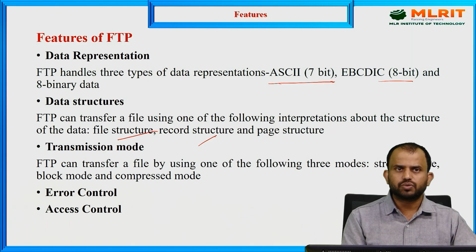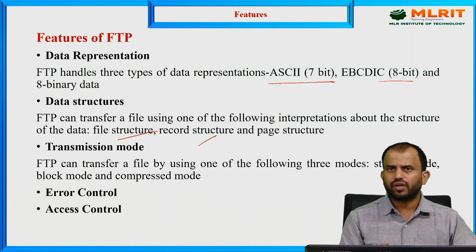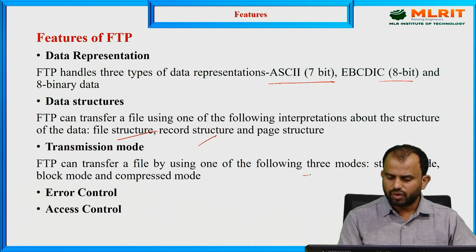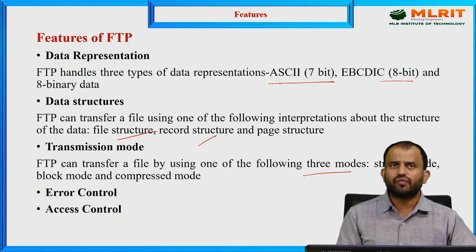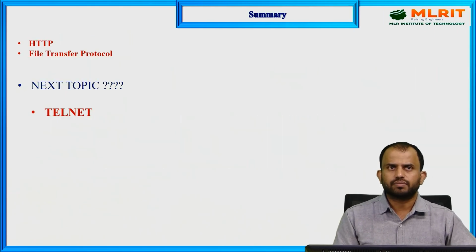And next, transmission mode. There are different types of transmission modes, but basically we use three: stream mode, block mode, or compressed mode. We also have error control as well as access control. These are the different features of the FTP mechanism.